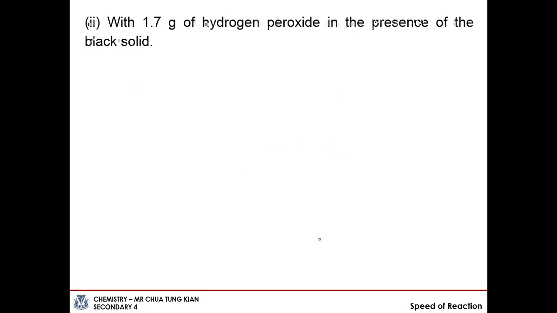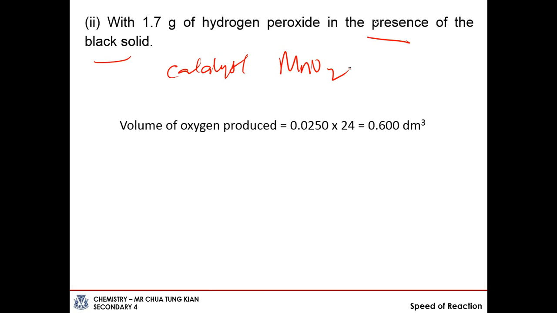Now when I add the black solid, which is the catalyst, or MnO2 in this case, what is the volume of O2 that will be evolved? It will remain the same. Why? Because the volume of O2 evolved only depends on how much reactant we have initially, which is 1.7 grams of hydrogen peroxide. If I have 1.7 grams of hydrogen peroxide, I will have 0.0250 moles of O2 produced, and as a result, I will have 0.600 dm cube of oxygen gas. There will be no change.